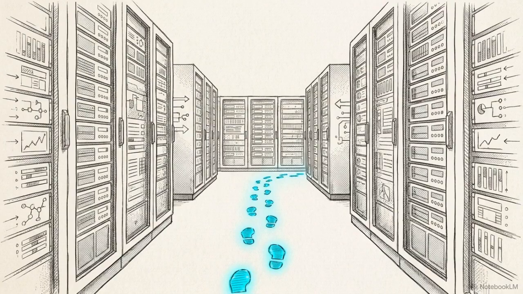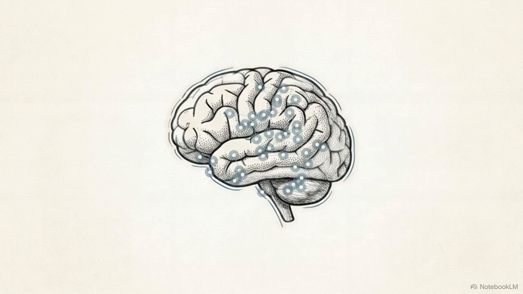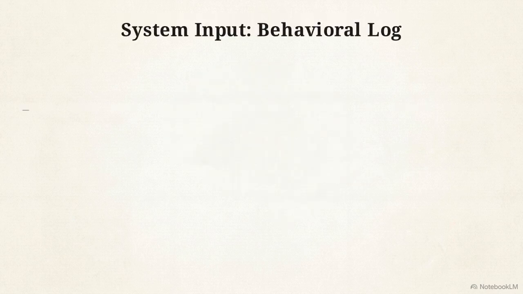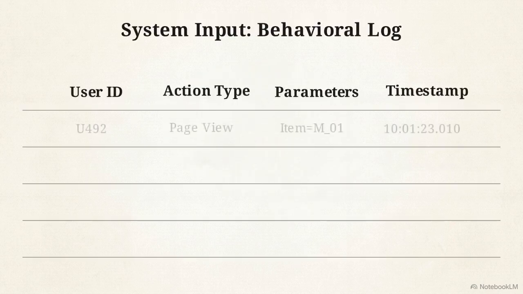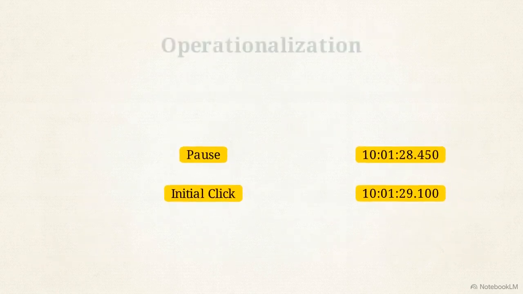The foundation of this measurement engine is the behavioral log. Tracking whether an answer is simply correct or incorrect does not provide enough data to accurately model human cognition. If we look at a standard behavioral log, we see a structured database table capturing user ID, action type, parameters, and a timestamp. This structure allows the system to capture passive behaviors, recording the milliseconds a user pauses on the interface or time elapsed before their first click.